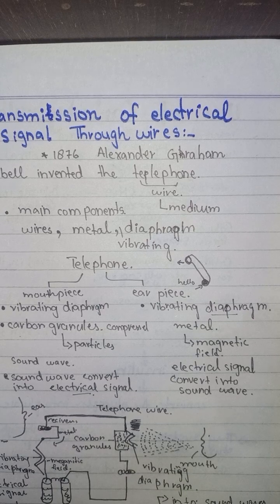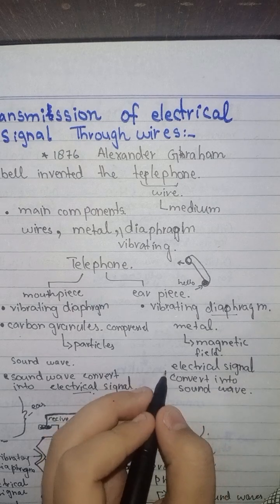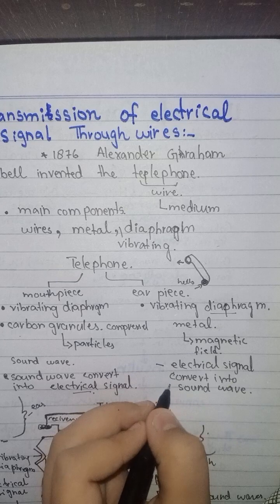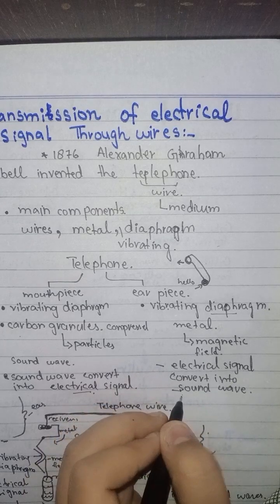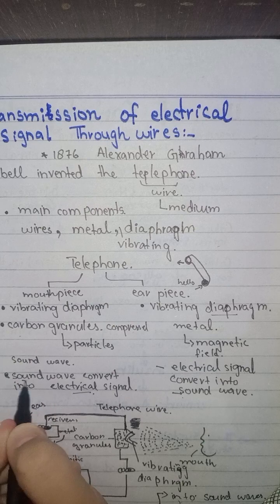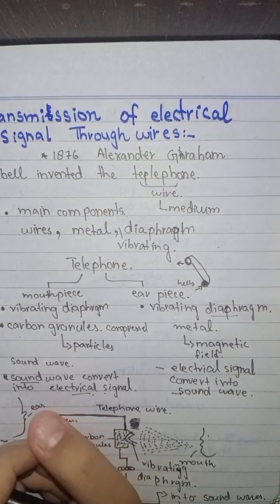So here you can see, the earpiece converts the electrical signals into sound waves, and the mouthpiece converts sound waves into electrical signals. These both are opposite to each other.